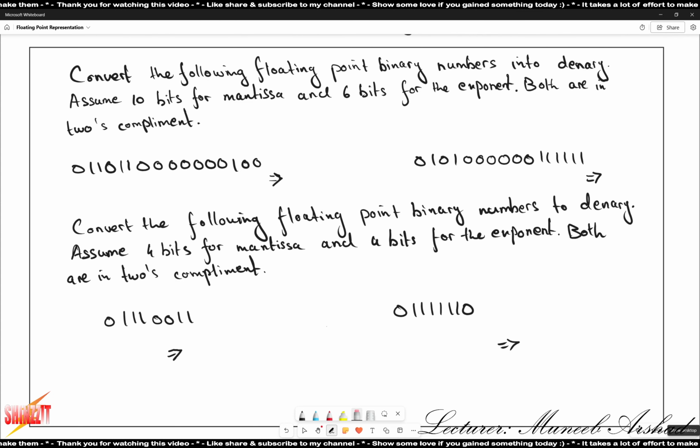पहले क्वेश्चन में आई थिंक पॉजिटिव मैंटिसा पॉजिटिव एक्सपोनेंट है, दूसरे में आई थिंक द पॉजिटिव मैंटिसा नेगेटिव एक्सपोनेंट है, तीसरे क्वेश्चन में पॉजिटिव मैंटिसा पॉजिटिव एक्सपोनेंट है, एंड देन द फोर्थ क्वेश्चन इज ऑल्सो पॉजिटिव मैंटिसा नेगेटिव एक्सपोनेंट.